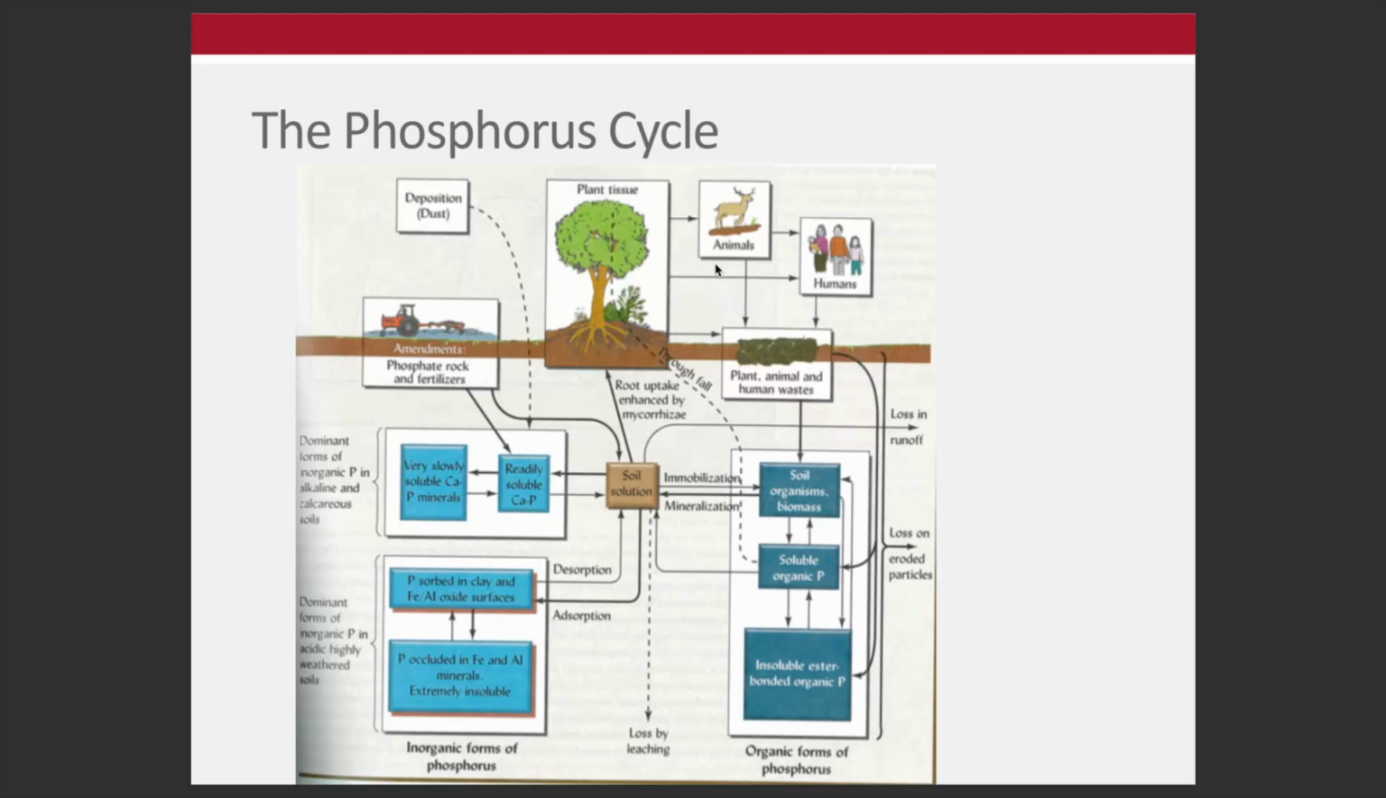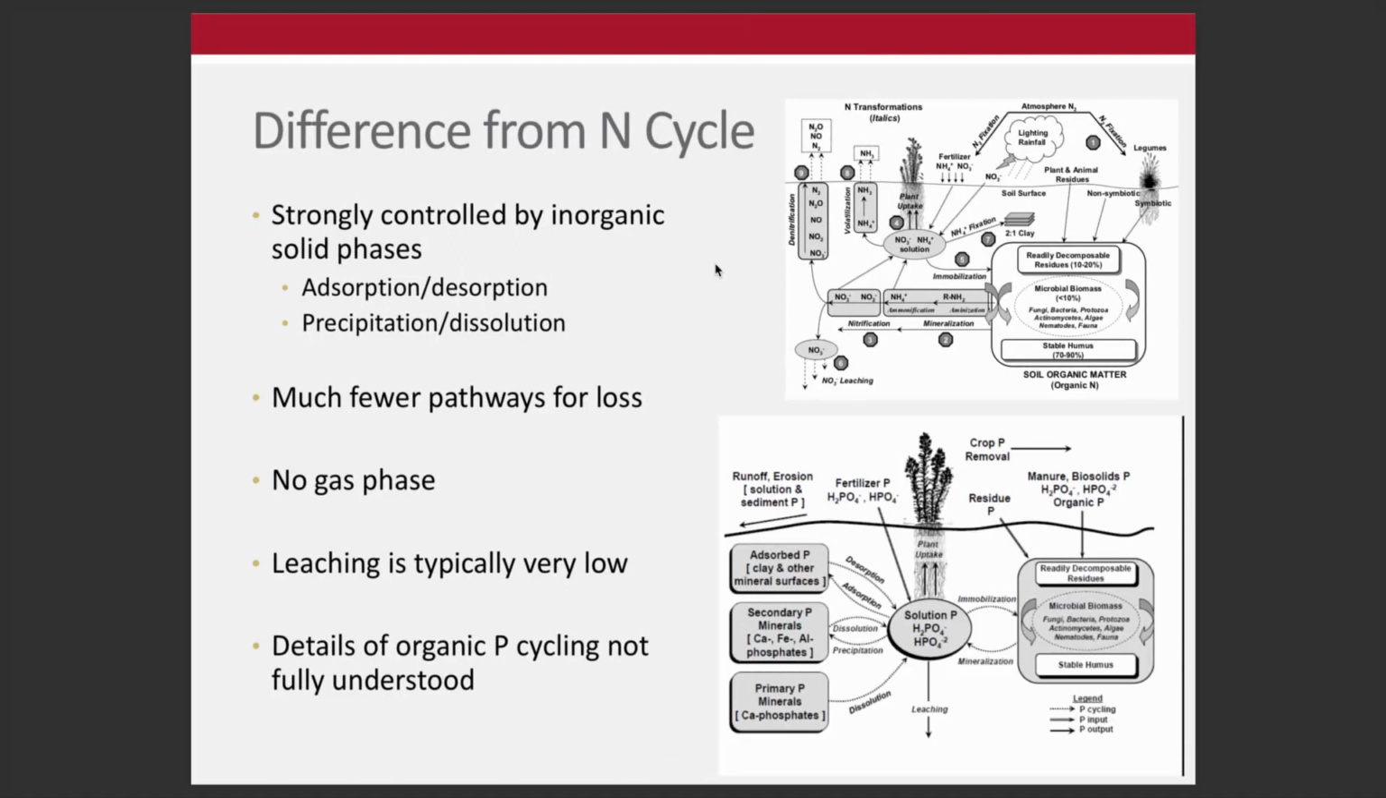So we can compare and contrast the phosphorus cycle with the nitrogen cycle, with the nitrogen cycle being up here, which we've already discussed, and the phosphorus cycle we just introduced. And there are some differences. One of the main differences is that this whole inorganic fraction, or inorganic phase, is strongly controlled by adsorption and desorption reactions, or precipitation and dissolution reactions. Okay, so that's represented by these boxes here. And notice that that's not present at all in the nitrogen cycle.